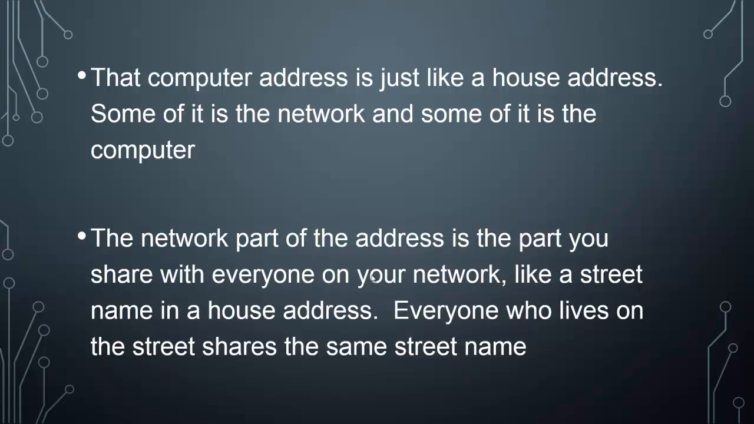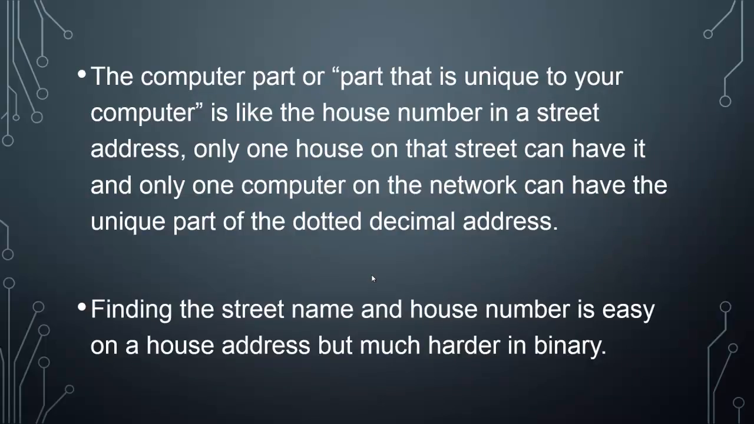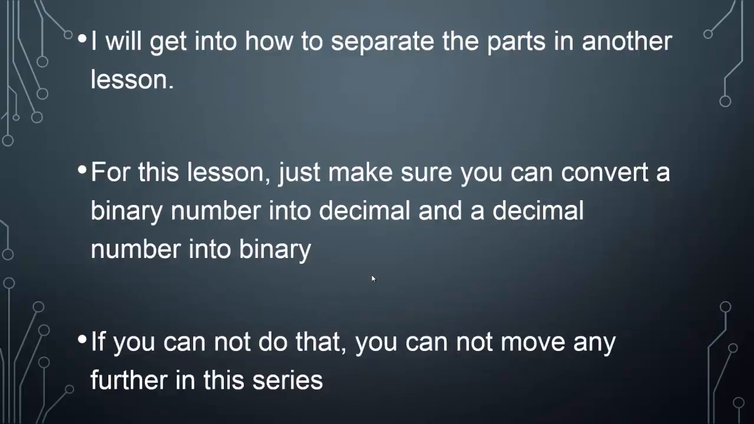Well, your computer address is the same thing. There's a part that's shared by everybody, the network part. Then there's a part that's unique to you, the house part, or the unique host portion. So your IP4 address, your dotted decimal format, is comprised of 2 parts, a network portion and a host portion. The network part you share with everybody else, like a street name, and the host portion is like your house number. It's unique to you. The problem is, in binary, it's a lot harder to figure out where that stuff is. So we'll be getting into that a little later in another video. But you need to understand binary at this moment, otherwise you can't really move on in the series.